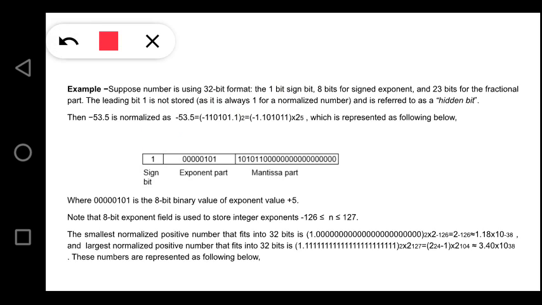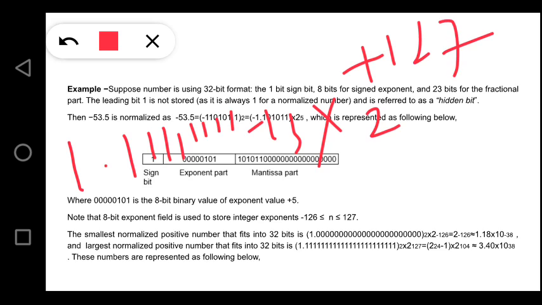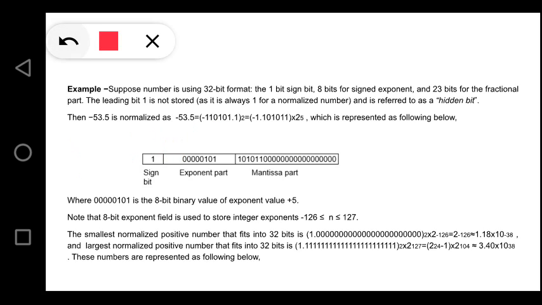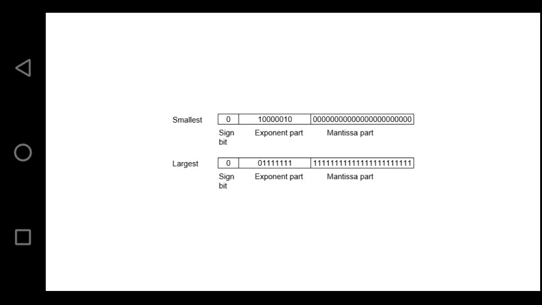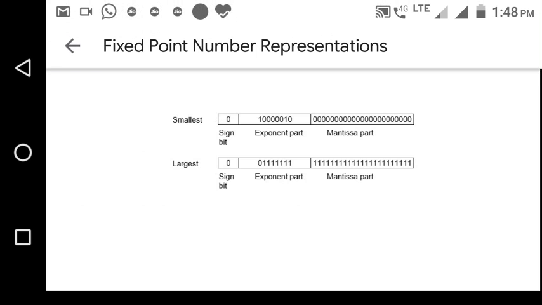The largest normalized positive number means 1.1111, 23 ones into 2 power plus 127. That value would be around 3.40 into 10 power 38. It's a very big number. And these numbers are represented like this. This is the smallest number and this is the largest number.